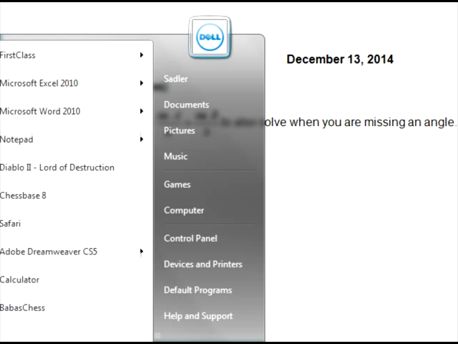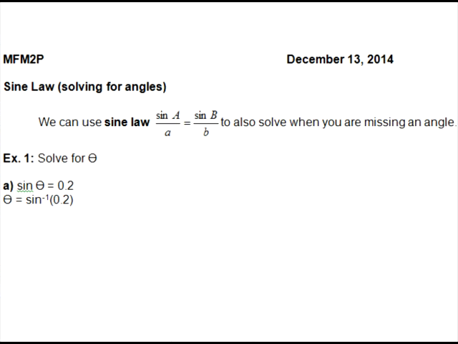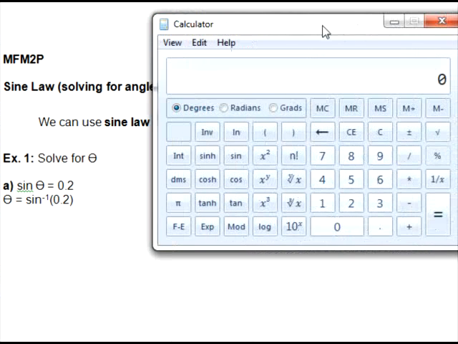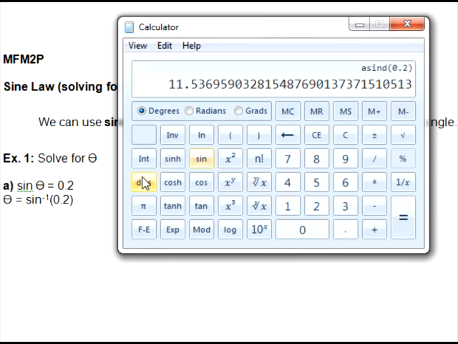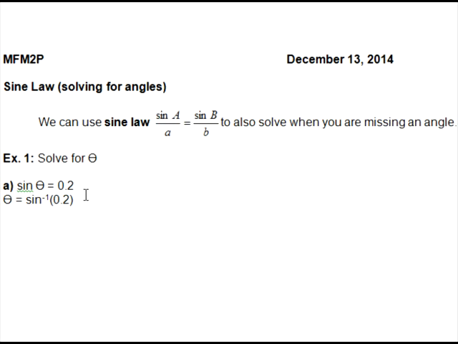Now I'd like everyone to take a second right now and get their calculators out. I'm going to do the same thing on my calculator. What I'm going to do is I'm going to do 0.2 and then do inverse sine or second sine. For me, it's going to be inverse. For you guys, it'll probably be second sine, and you should get an angle of 11.5 degrees.